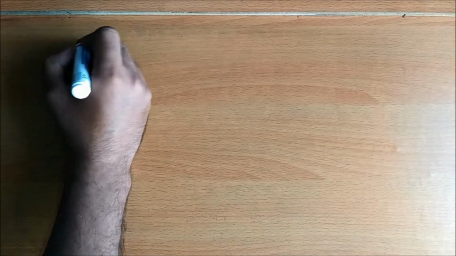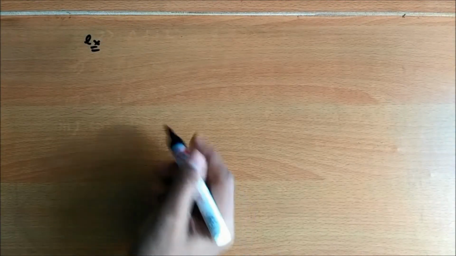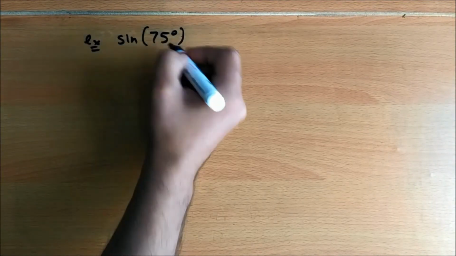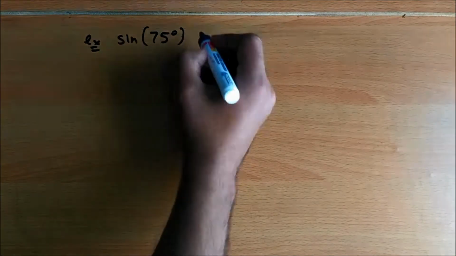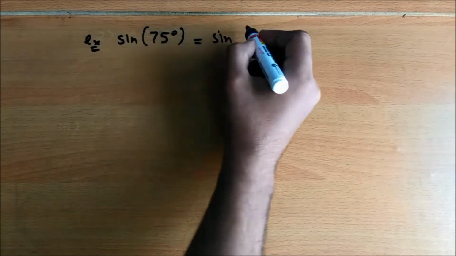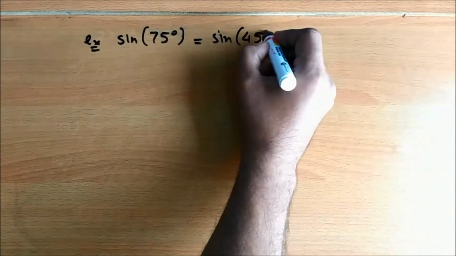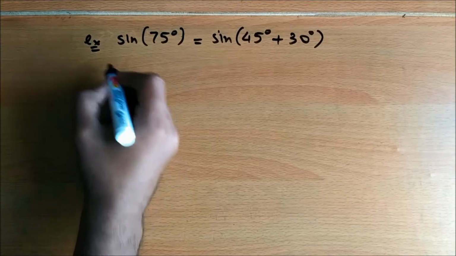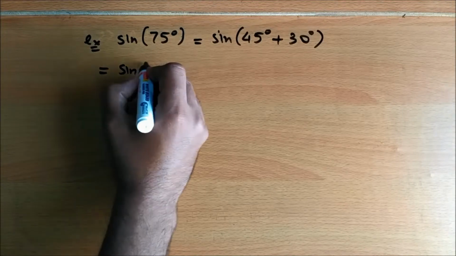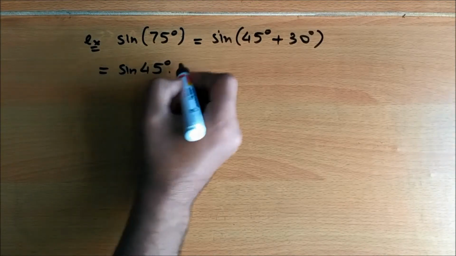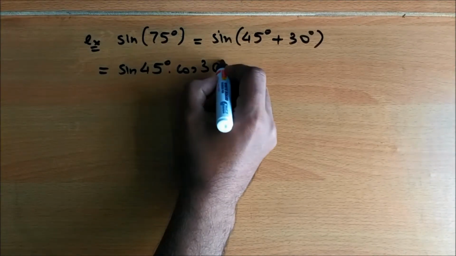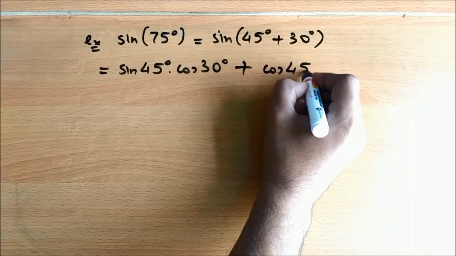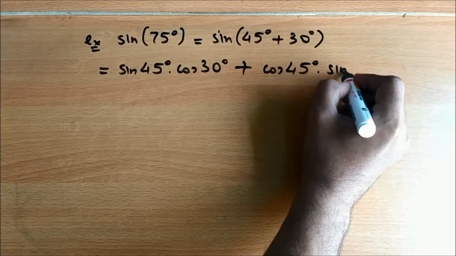Now a simple example demonstrating the addition formula. Suppose I'm interested in finding the value of sine 75. Now, 75 could be broken into 45 degrees plus 30 degrees. So we have a formula there, sine of A plus B. Let's use it. It would be sine 45 into cos 30 plus cos 45 into sine 30 degrees.